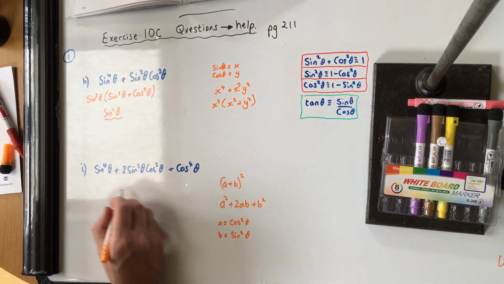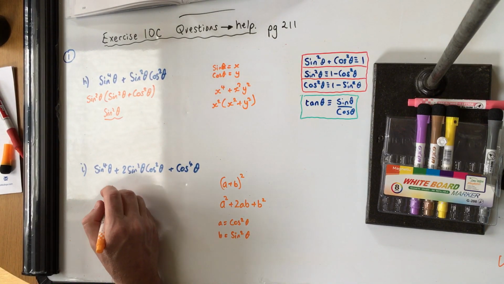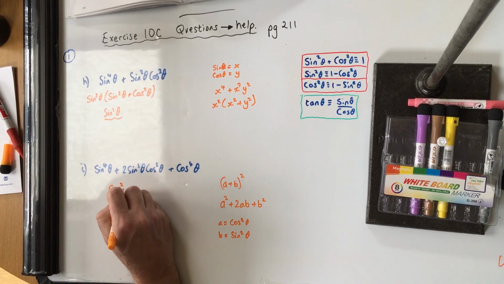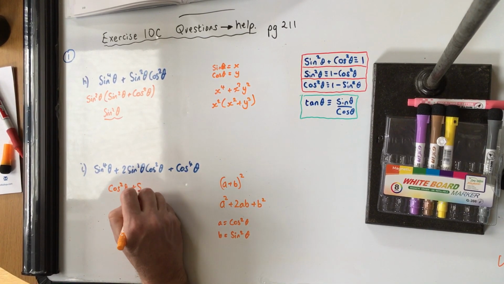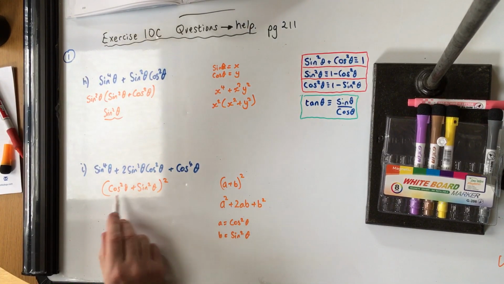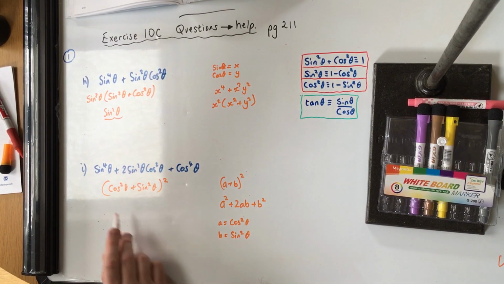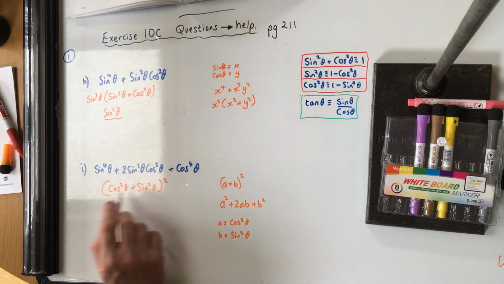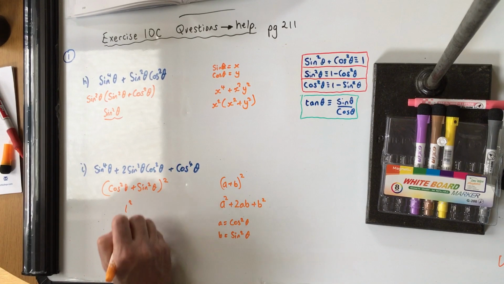So this simplifies to cos squared theta plus sine squared theta all squared. That's what that is. You multiply that out, you get that. And of course, cos squared plus sine squared, I don't know why I've done them that way around, silly me, is just 1, so it's 1 squared, which is 1.